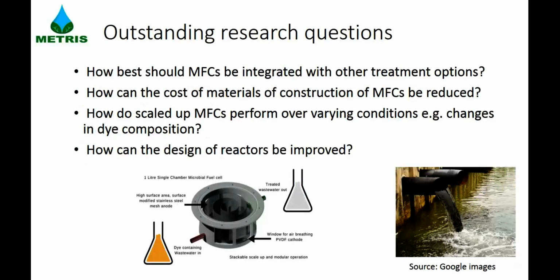So there are a few outstanding research questions. How best should MFCs be integrated with other treatment options? How can the cost of materials of construction be reduced? For example, platinum used as a catalyst. How can we develop better, cheaper catalysts? How can scaled up systems perform over varying conditions, for example if you change the type of dye composition, or if you're operating at different temperatures and different pHs? And how can the design of reactors be improved? As part of our project, for example, we have designed new reactors, single chamber systems like the one you see here, and we are trying to investigate how we could improve the design so as to further improve performance of the systems.